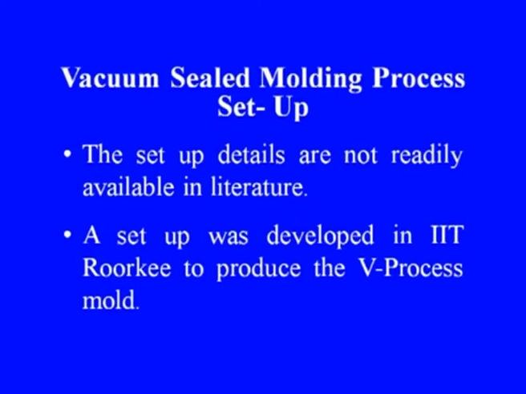Let us see some details about the vacuum sealed molding process setup. The setup details as such are not readily available in books or other published literature. However, a setup was developed in IIT Roorkee to produce the V process mold. A photograph of this setup is shown in figure 1, and the schematic of the same V process setup is shown in figure 2.